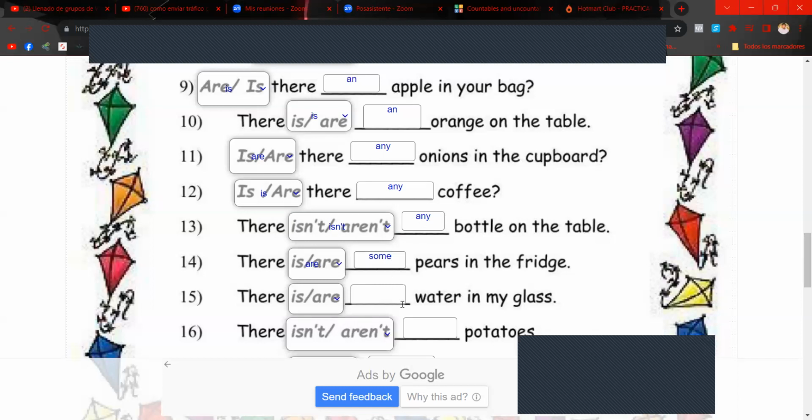There water. Water in my glass. There is some water. There is some water because it's an affirmative sense, right? Very good. And to finish, the last one. There potatoes. What do you say here in potatoes? There is or there aren't, but in negative. But before that, any potato? There aren't any potatoes. This is very, very important to you.